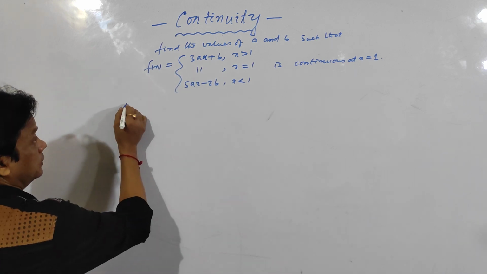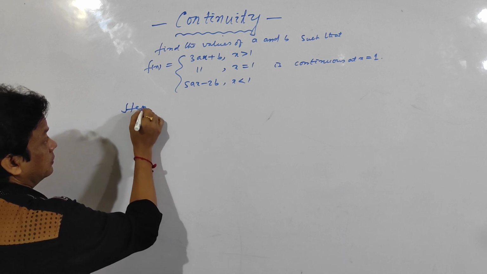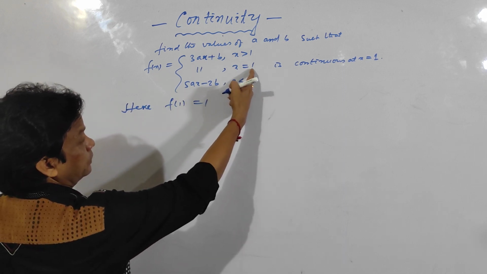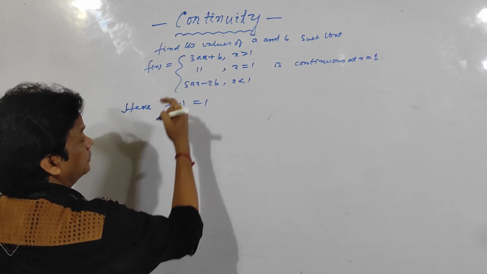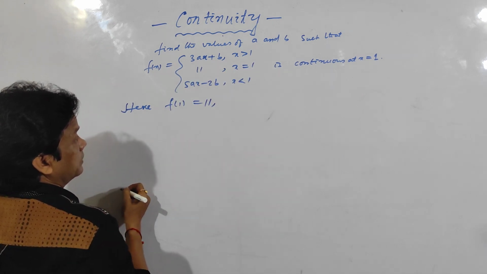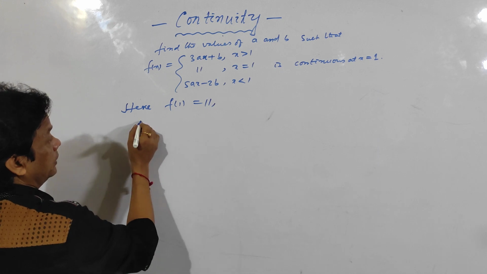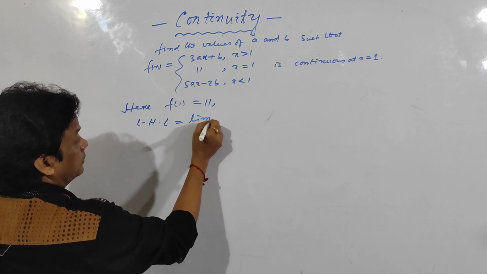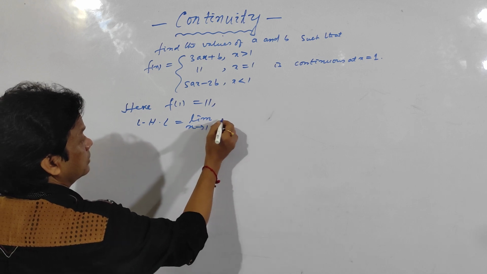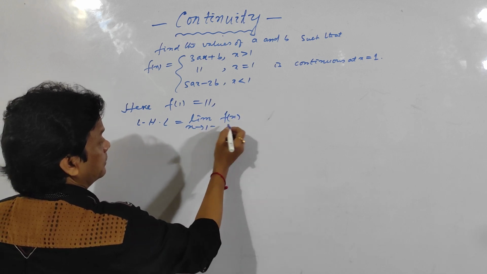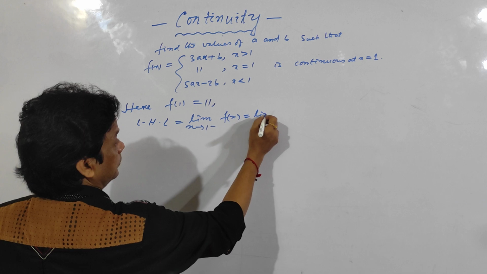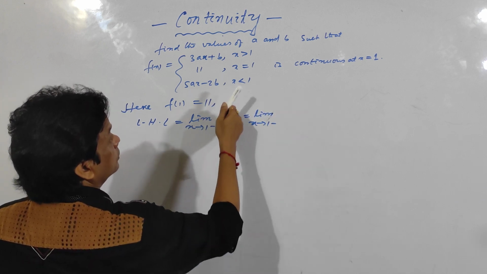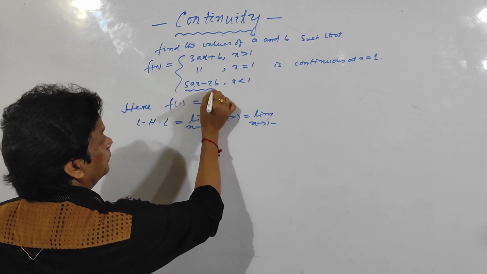And here, see here, f of 1 is equal to 11. When you put x is equal to 1, the value is 11. So this is the function value. And left hand limit, x tends to 1 minus, f of x. 1 minus means less than 1, because you are subtracting something from 1. So limit x tends to 1 minus, so x is less than 1.